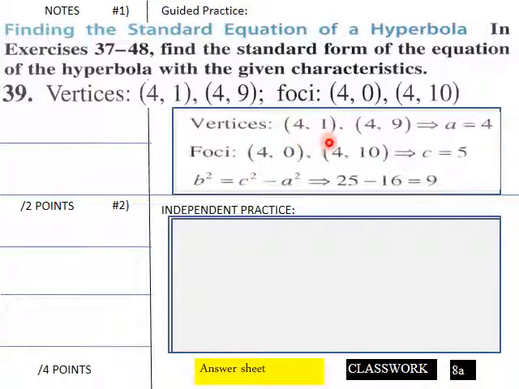So we know our vertices are (4, 1) and (4, 9), and our a in this case will equal 4. Our foci are (4, 0) and (4, 10), so our c in this case will equal 5. Now we use b squared equals c squared minus a squared, which is 25 minus 16 equals 9. That would be our b squared. So we know our a, b, and c for that.